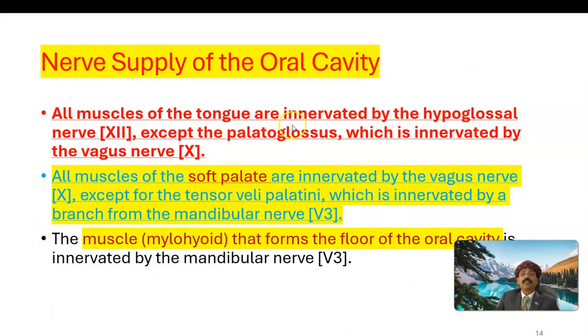All muscles of the tongue are innervated by the hypoglossal nerve except the palatoglossus, which is innervated by the vagus nerve. All muscles of the soft palate are innervated by the vagus nerve except for the tensor veli palatini, which is innervated by a branch from the mandibular nerve. The mylohyoid muscle, which forms the floor of the oral cavity, is innervated by the mandibular nerve.